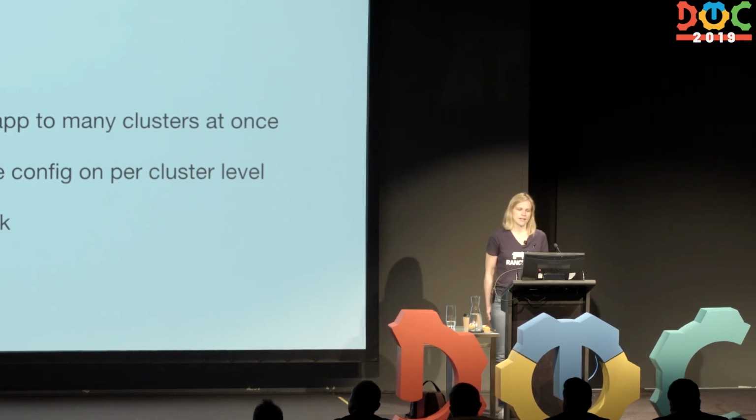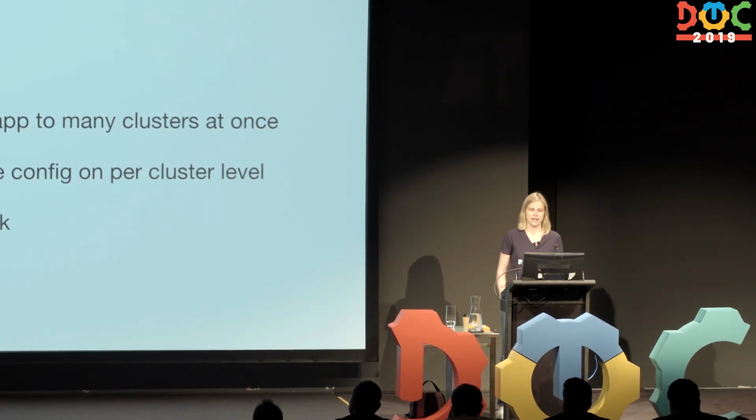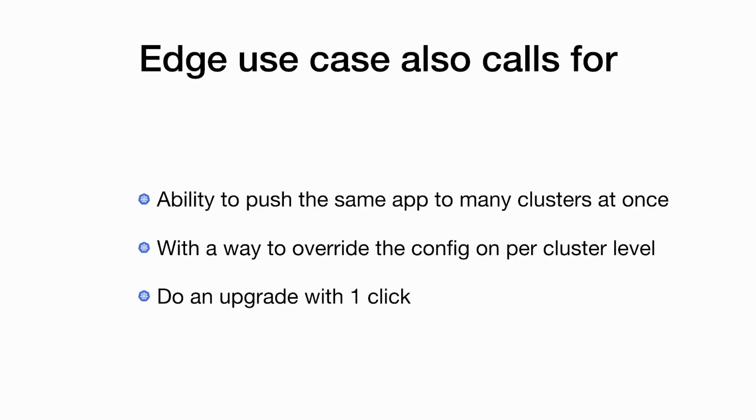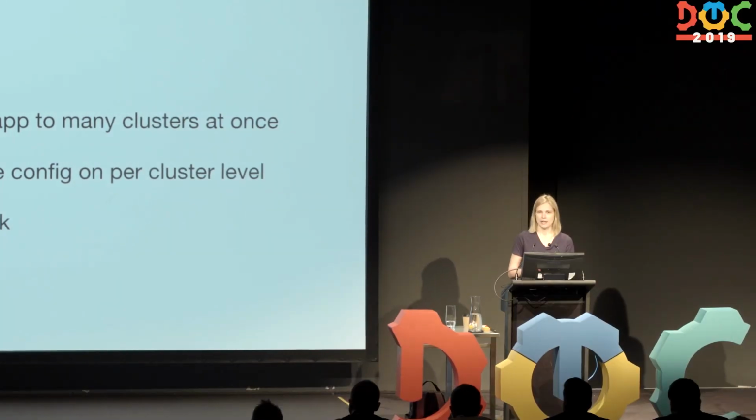So the other thing that the edge use case calls for is application deployment. Once you have created your small Kubernetes clusters, either on Raspberry Pis or on smaller devices, you want to start deploying your workloads into these clusters. And you want to do it with one click. You want to roll out your Kubernetes application with one click. You want to be able to override some configs on a cluster basis and do easy upgrades.